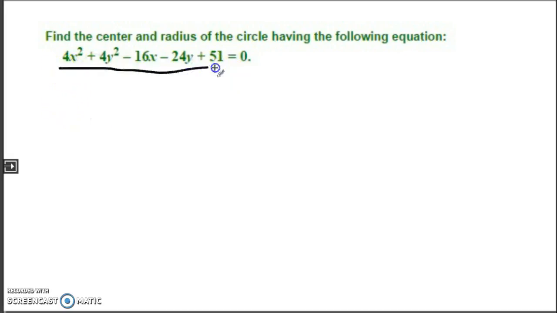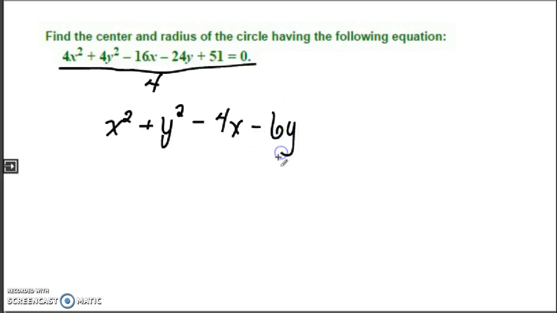So if I divide everything by 4, we have x squared plus y squared. 16 divided by 4 would be 4x. 24 divided by 4 would be 6y. And 51 divided by 4 is 12.75.